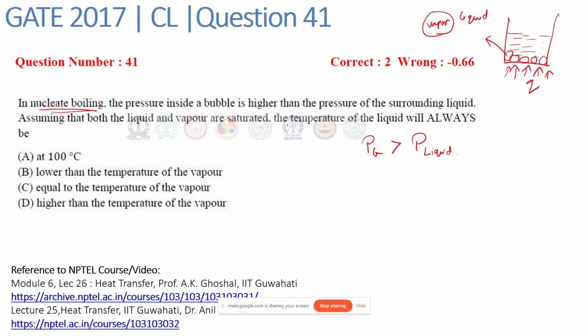Now we have been given that both the liquid and vapor are saturated, that is, liquid and vapor are saturated. Now we have been asked that the temperature of liquid will always be, and we have been asked to compare the temperature of liquid with the temperature of vapor. So if the temperature of liquid is L, then what is the relation between the temperature of liquid and the temperature of vapor?